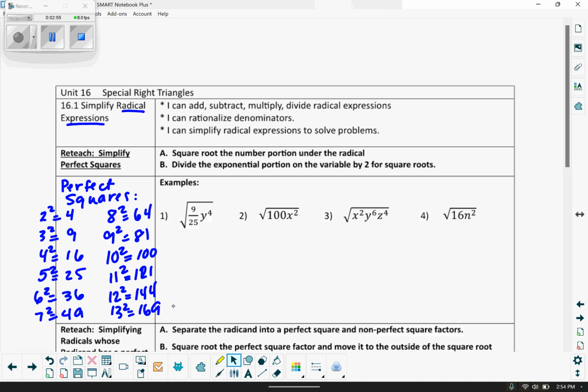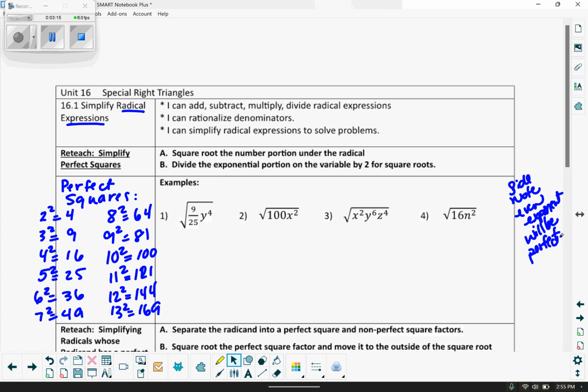The other thing that we need to remember is that if I have an even number on an exponent, like that little side note here, an even exponent will be perfect, because we can divide those exponents by 2.